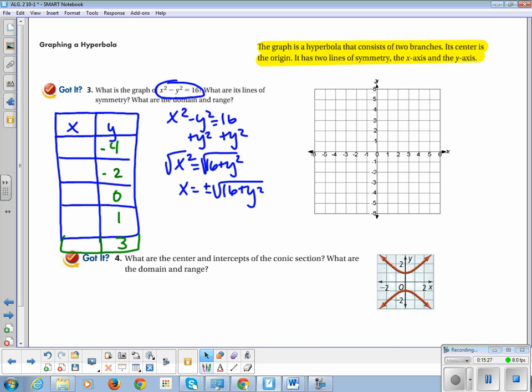So now on my calculator, I'm going to plug in a y value and get out an x value. If I plug in -4 for y and I square it, I get 16. Then I add it to 16 and get 32. Then I take the square root of 32 and I get 5.7, and that's plus or minus. I do the same thing with -2. -2 squared is 4. 4 plus 16 is 20. And the square root of 20 is 4.47, so 4.5 plus or minus.